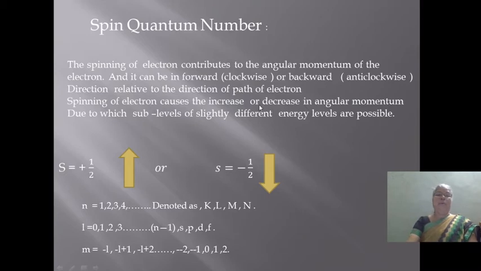And the arrow which points in upward direction represents this spin as plus 1/2, and the arrow which is in a downward direction is represented as minus 1/2. Or the upward arrow shows the clockwise motion of the electron, and the downward arrow shows the anti-clockwise angular momentum of the electron.